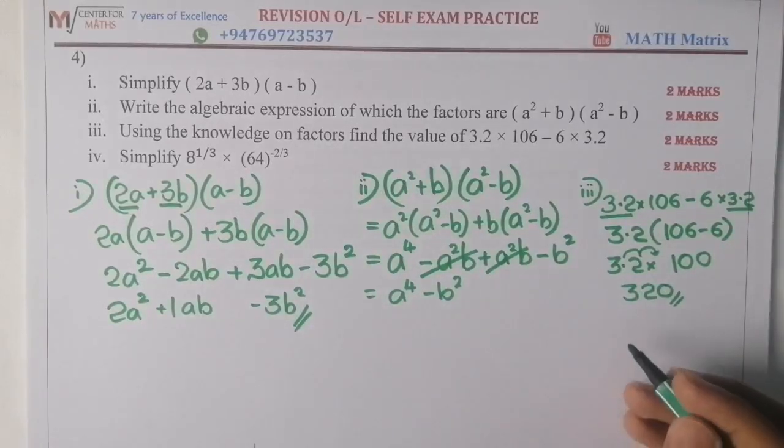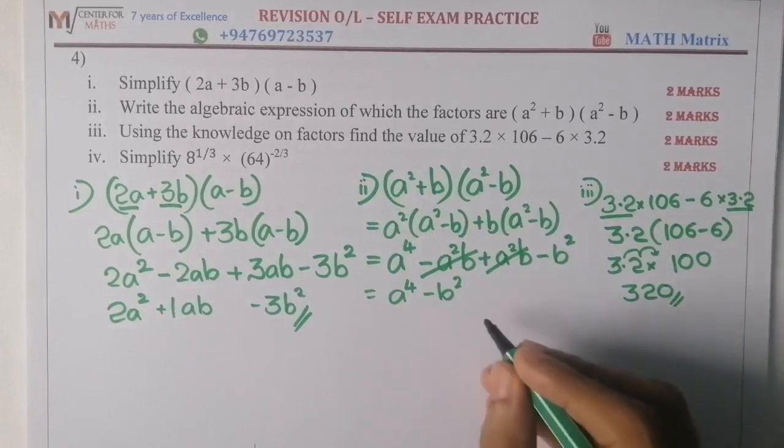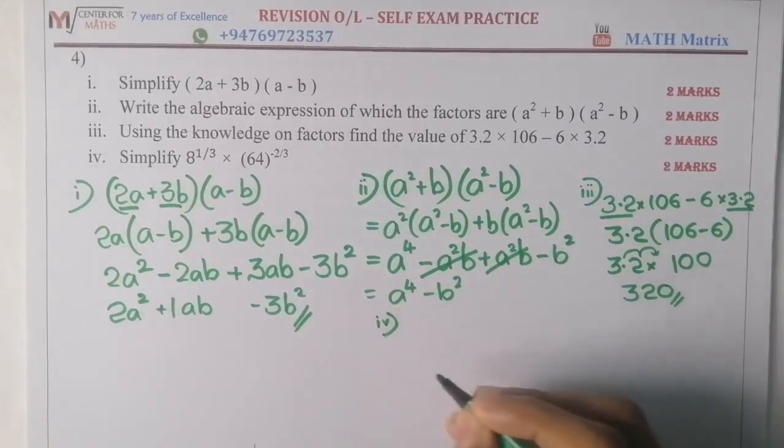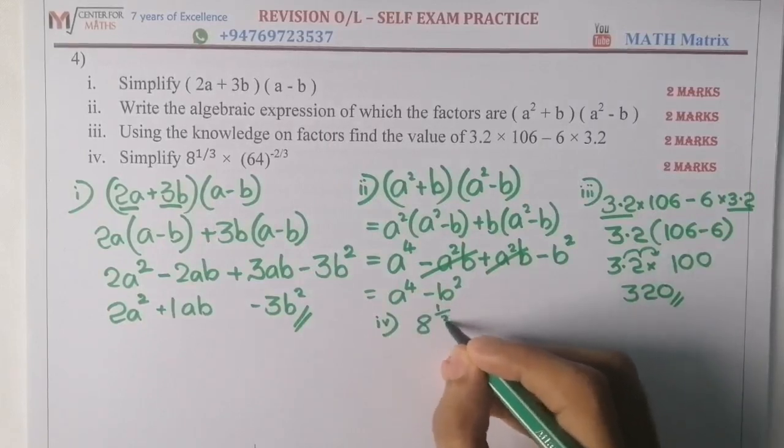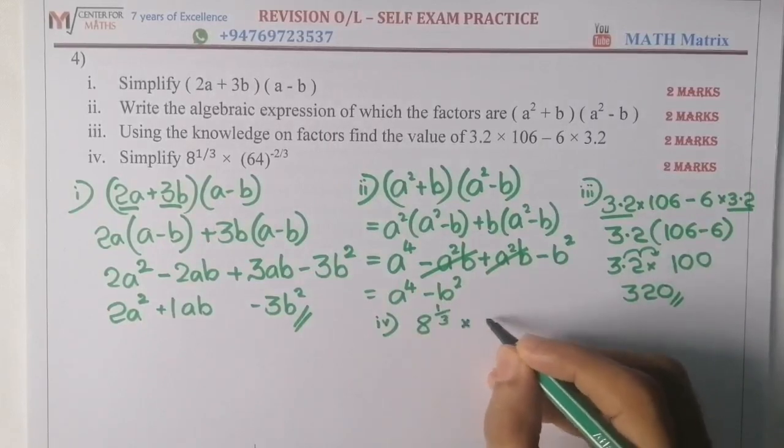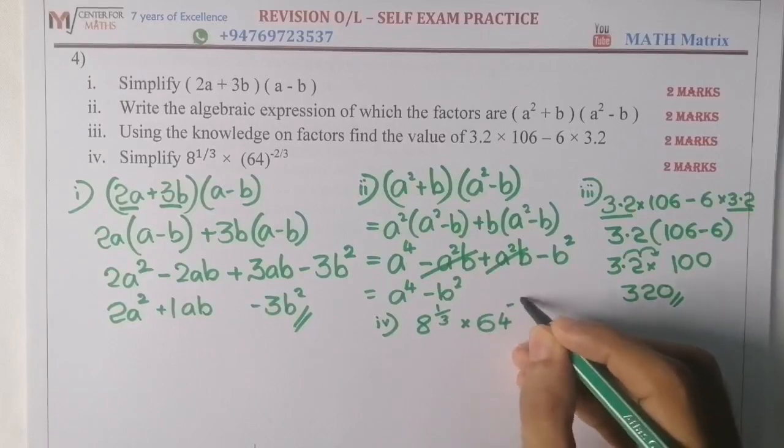That's it. And now we'll move to the fourth question. If it is correct, you can give 2 marks. And here the fourth one, Roman number 4: 8 to the power 1 over 3, multiplied by 64 to the power minus 2 over 3.